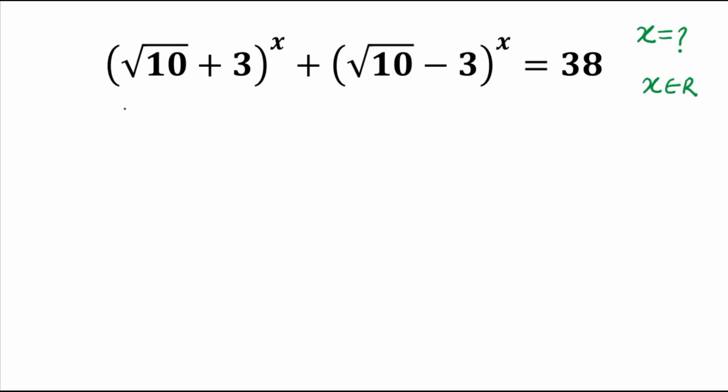Hello students, in this video we are going to solve a nice exponential problem. Here we have (√10 + 3)^x + (√10 − 3)^x = 38. Here we need to calculate all possible values of x where x belongs to real numbers.